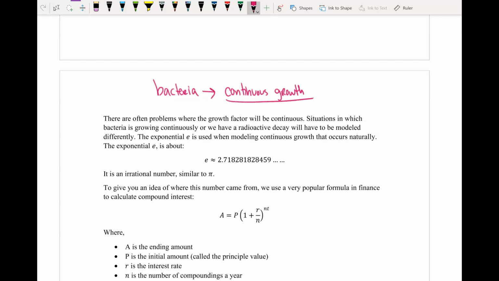So when something is continuous, the rate is no longer constant, and we can't use the other two. So how would we go ahead and model something like that? I'll go ahead and do that in the next video so that you guys can see our new exponential number e and how that works.